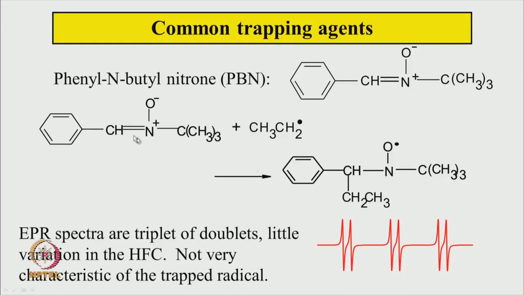Since the actual radical is sitting somewhere here, rather far from the radical center, this spectrum does not depend very much on the type of radical. So it will almost always be a triplet split by a doublet because of this one. There could be very small differences in the coupling constants here. Nevertheless, by and large all the trapped radicals give a similar EPR spectrum, so it is not very characteristic evidence of what radical was trapped. All one can say is that some radical is trapped, and one can think of forming a reaction mechanism.